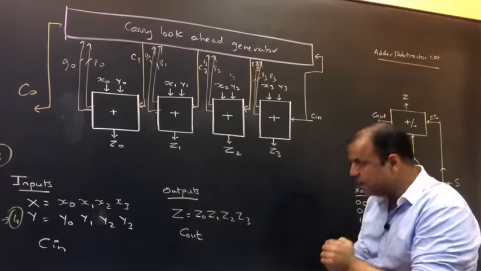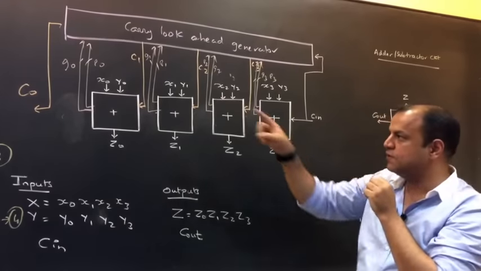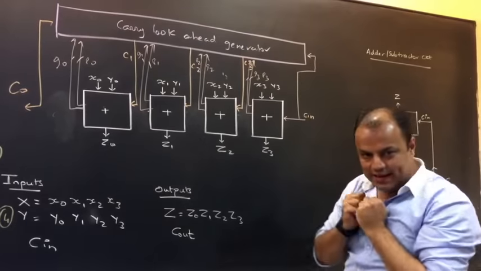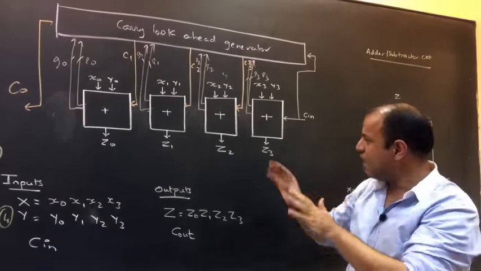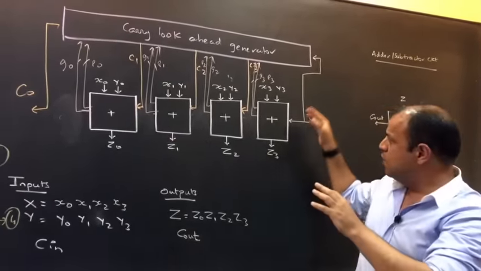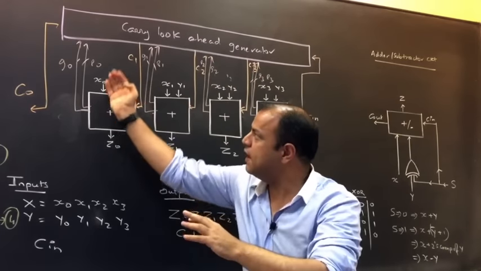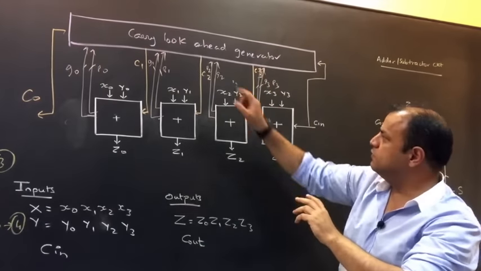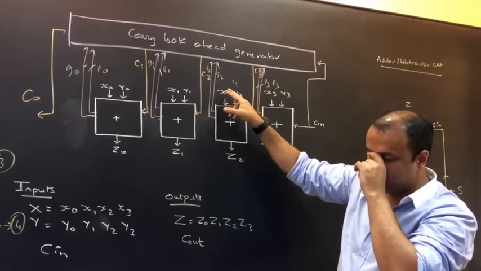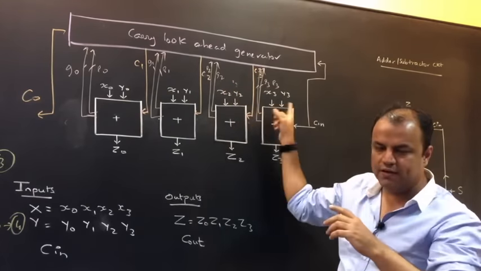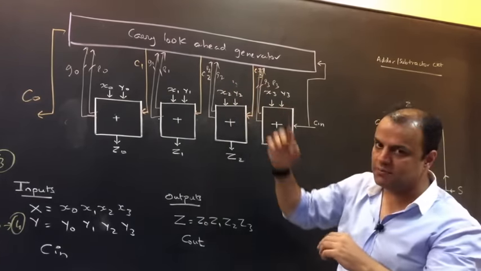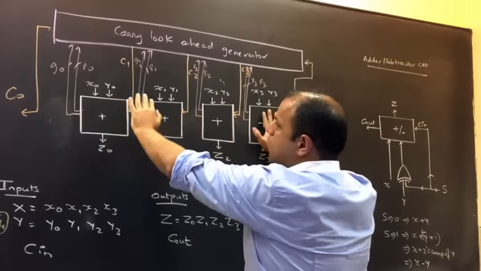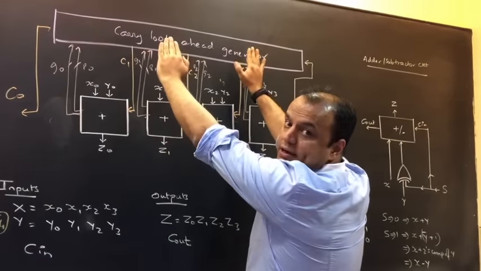So what will happen once the inputs come? What are the inputs? X, Y and C in are the inputs. Once the inputs come, first all these 4 adders will produce G's and P's and give them to the carry look ahead adder. This will produce G3, P3. This will produce G2, P2. To produce G3, P3 and G2, P2, they have nothing to do with each other. That means they can be produced simultaneously, correct? That means in one cycle, all of them will give the G's and P's to the carry look ahead generator.